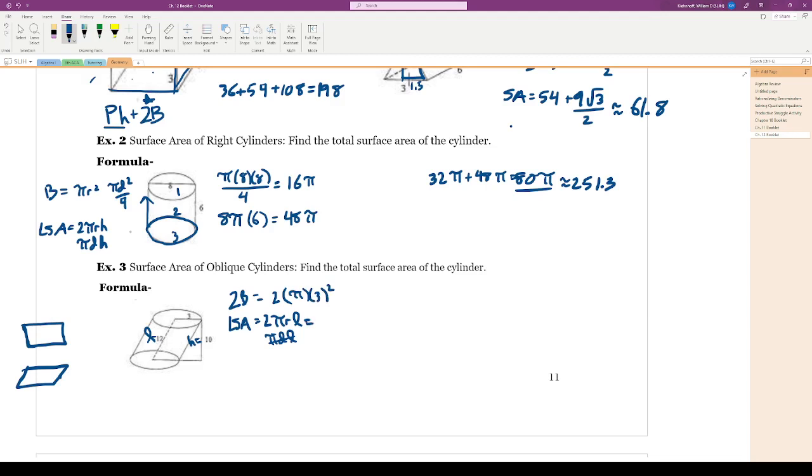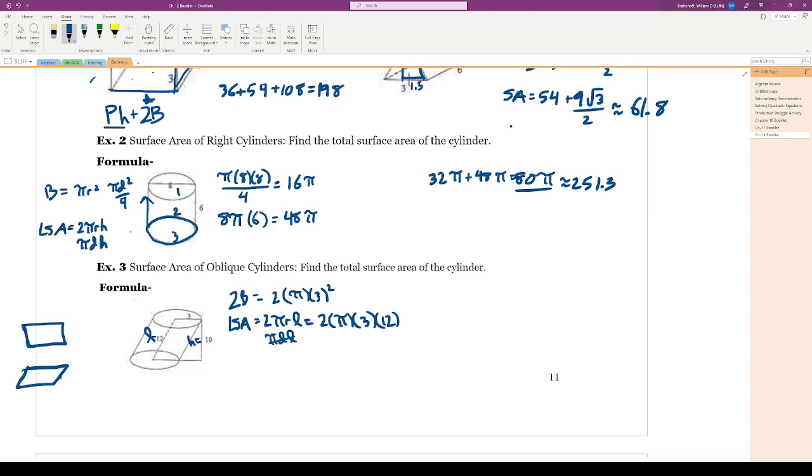And then 2 pi r L, that's 2 times pi times our radius times our slant height. So slant height you may have seen before in formulas for pyramids. So you've probably seen that a couple years ago when you dealt with surface areas of pyramids, I think.